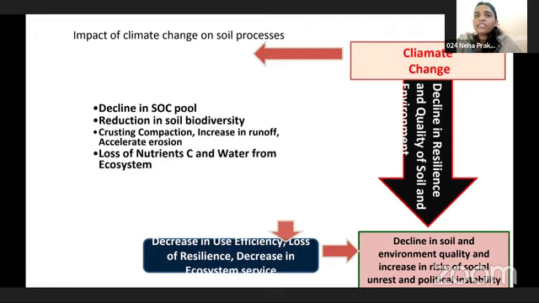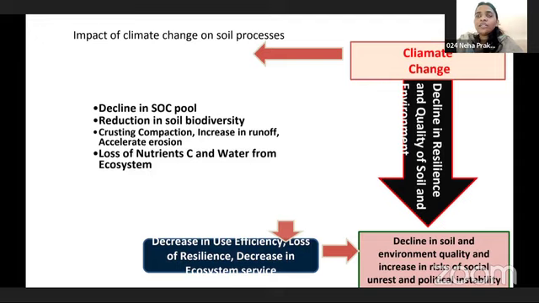Another impact is a reduction in soil biodiversity. What happens when we talk about biodiversity? The microorganisms require favorable conditions such as aeration and water for their survival. Due to the heavy application of fertilizers and continuous tillage practices, the environment for the microorganisms is disturbed. So this leads to the reduction in soil biodiversity.